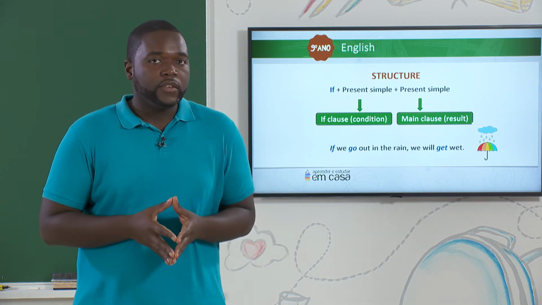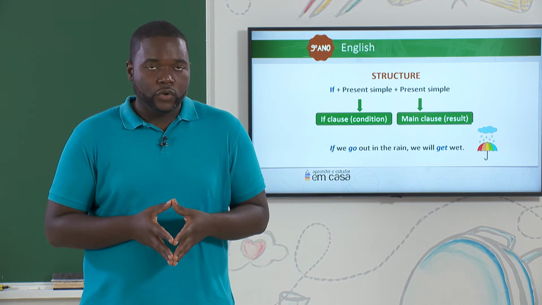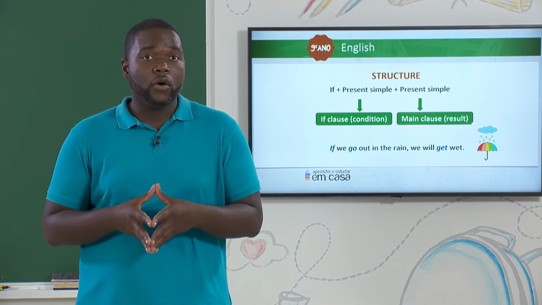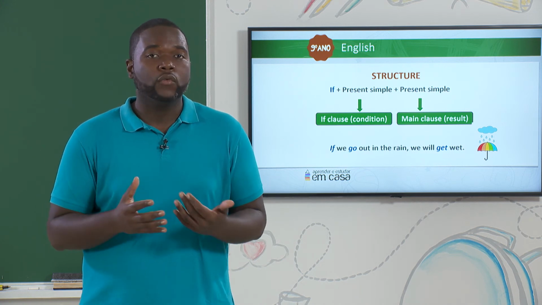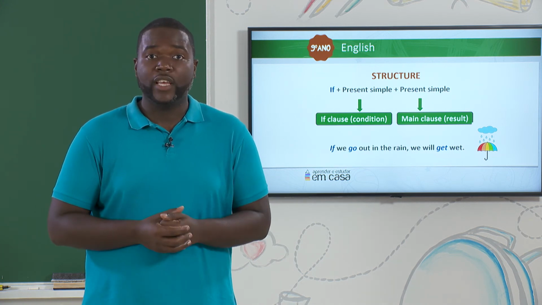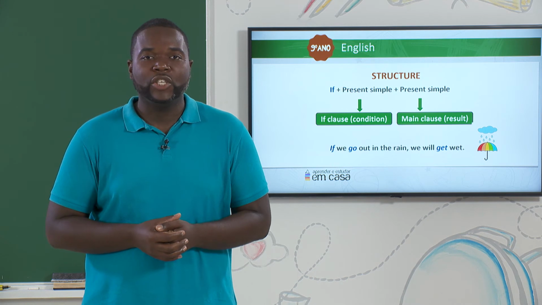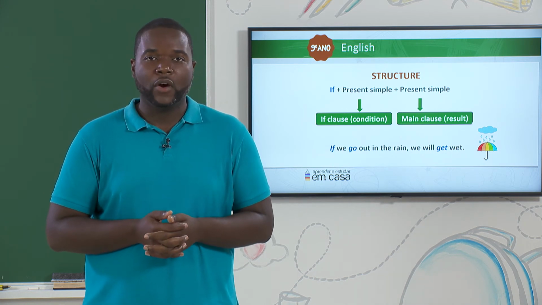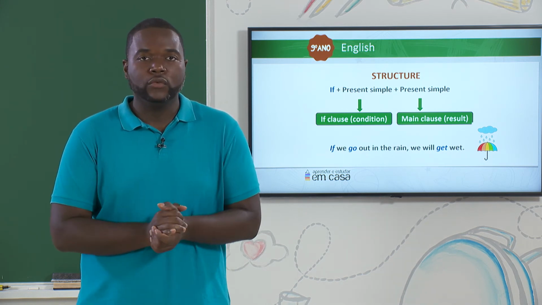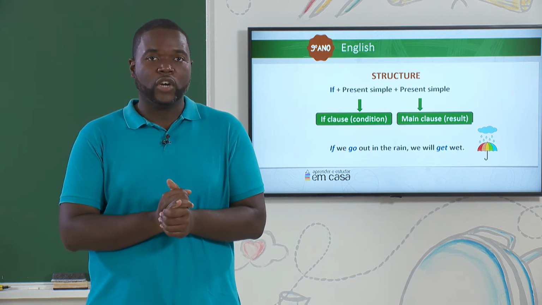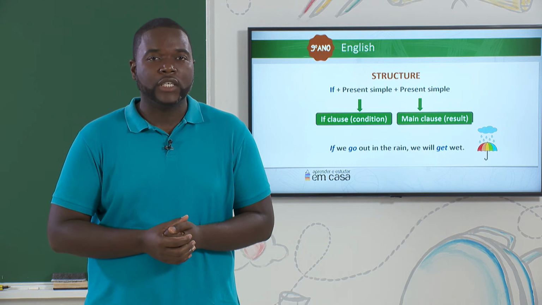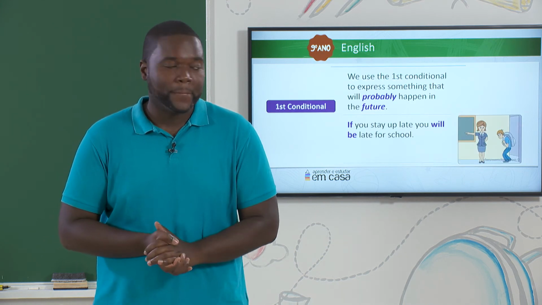So students, that was the structure of the zero conditional. And remember, if we go out in the rain, what is going to happen? Yes, we will get wet. So if you don't want to get wet, like in the image, you have to use an umbrella, all right? Now that was how we use the zero conditional and how we have its structure. Now let's move on to the first conditional. Let's go.